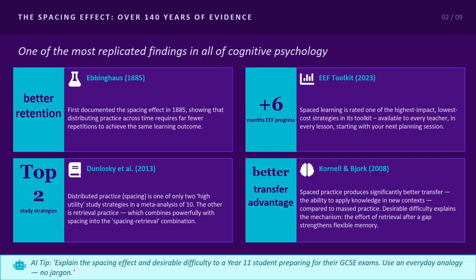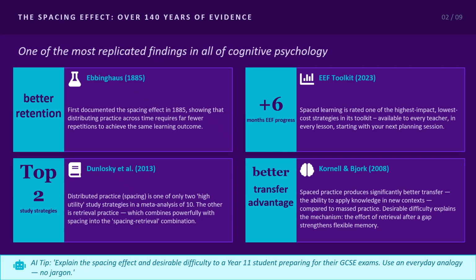Cornell and Bjork, 2008: transfer advantage. Spaced practice doesn't just improve retention of what was studied, it produces better transfer, the ability to apply knowledge in new contexts that weren't part of the original learning. This is the difference between remembering a fact and being able to use it. Cornell and Bjork found that spaced practice produced significantly better performance than massed practice when students were tested on novel examples, demonstrating that the spacing advantage extends beyond simple recall to the kind of flexible application we want students to develop.